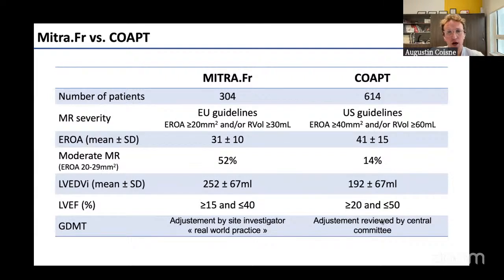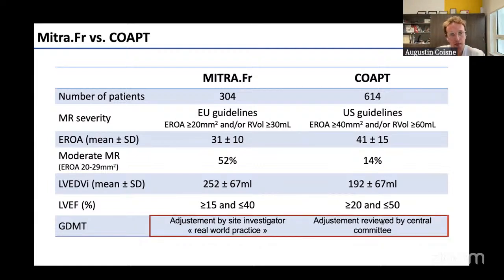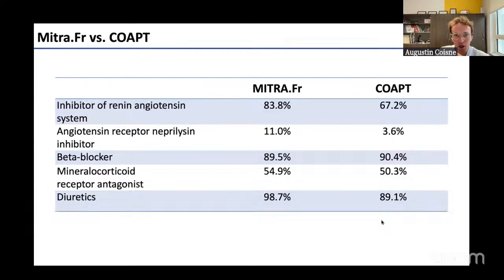If we compare MITRA-FR and COAPT, one thing that has been put forward to explain the discrepancies between the two trials is, first, the rates of MR reduction, which were actually very close. But one thing that we put forward is the GDMT, because in MITRA-FR, it was an adjustment by the site investigator, to stick to real world practice, compared to COAPT, where all the adjustments were reviewed by a central committee. But if we look at the rates of the treatments between MITRA-FR and COAPT, actually, I don't believe that patients in MITRA-FR were less treated with medical treatment compared to COAPT, with the same rates of all the drugs for heart failure.